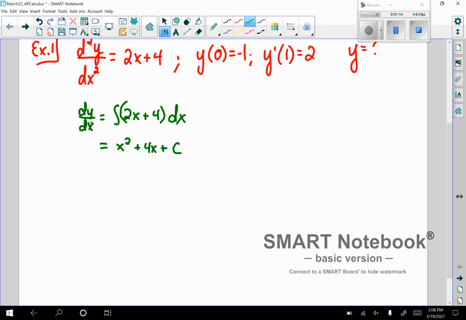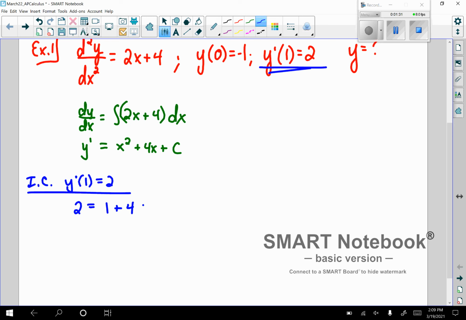So you could, like I said, call it dy over dx, or we could switch. It's a little bit easier to write to say y prime. Now we're going to use our initial condition that y prime of 1 is equal to 2. So now 2 is going to go in for y prime, and then we'll just get 1 squared, which is 1, plus 4 times 1, and then plus c. So c is going to equal -3.